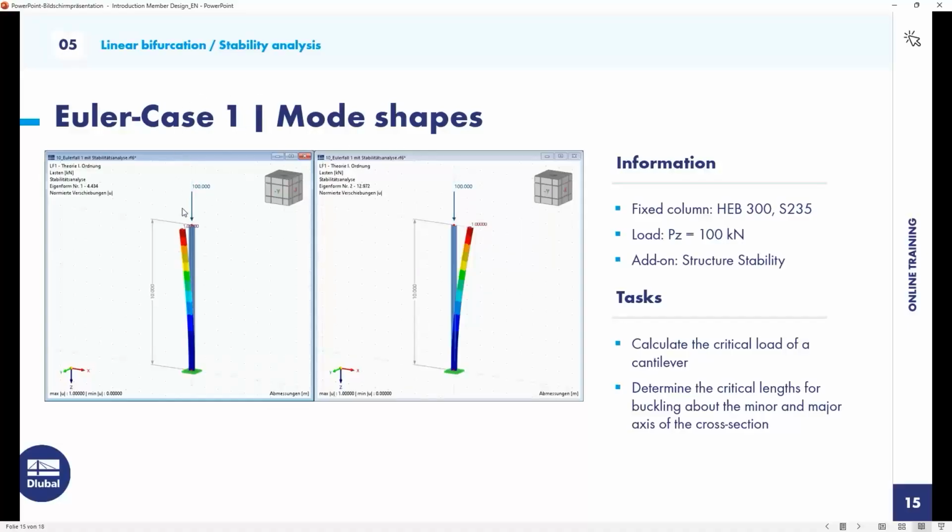That's a very important Euler case, and if you already learned this in the university, you probably will already know the critical length for this system, but I would like to show that we can also calculate it with RFEM 6. And we also want to have a look at the different mode shapes. Okay.